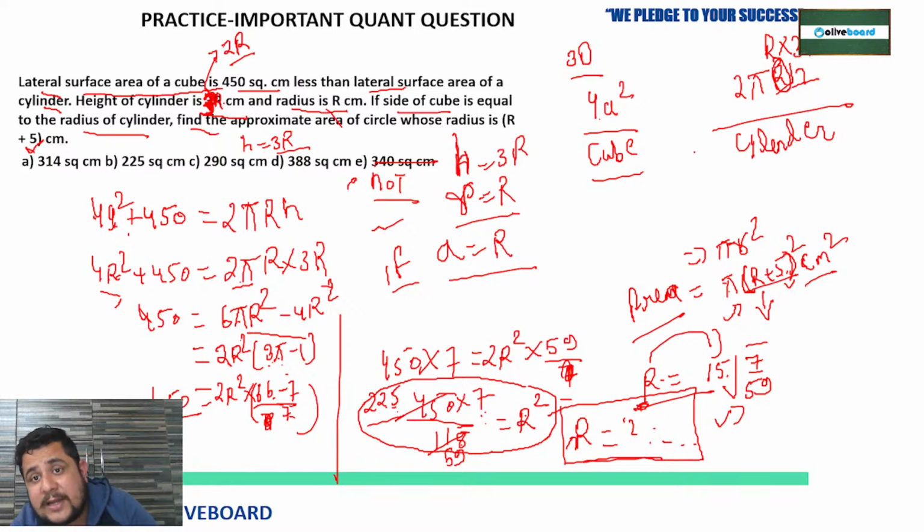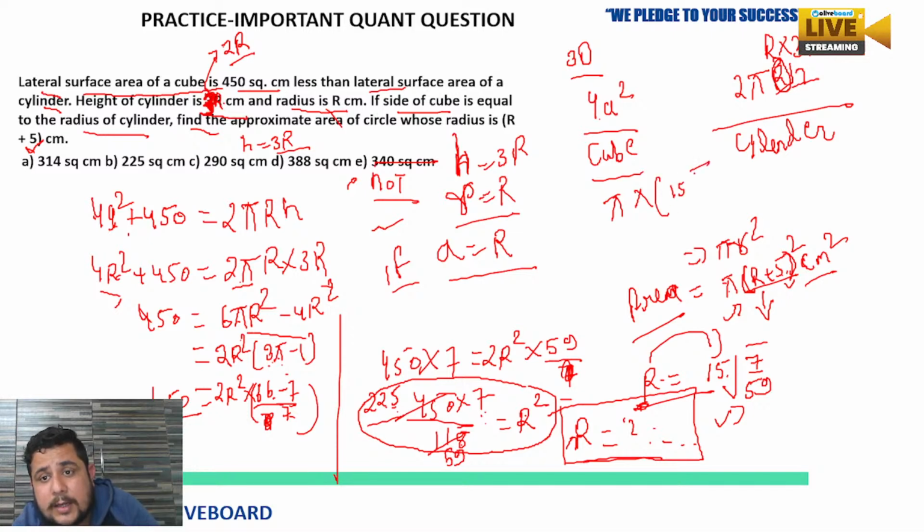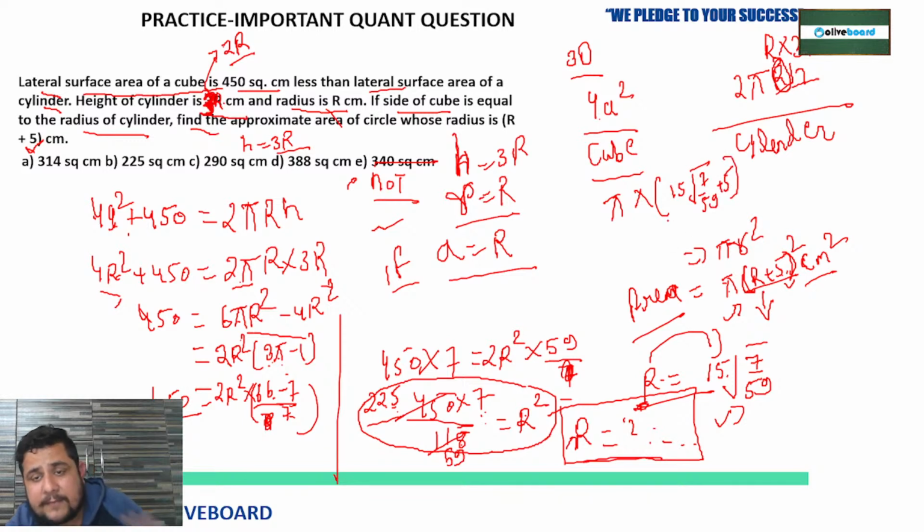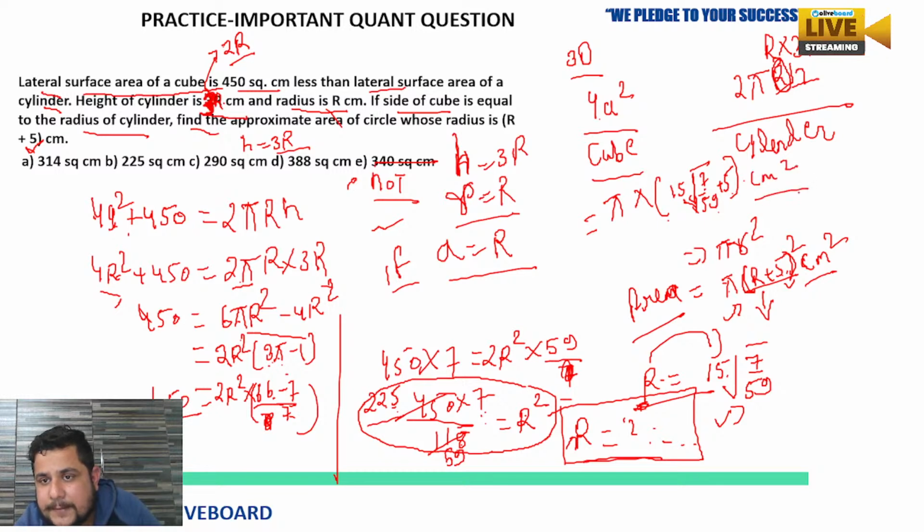Then we will put this value into our pi r square form: pi multiplied by r plus 5, that is, 15 under root 7 upon 59 plus 5. We will put this value in the exam when you get a calculation like this. So what will be your answer in that particular case? Pi times 15 square root 7 upon 59 plus 5, centimeter square. They will give the value like this.